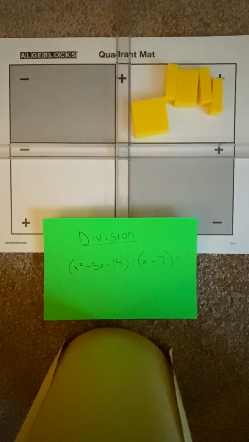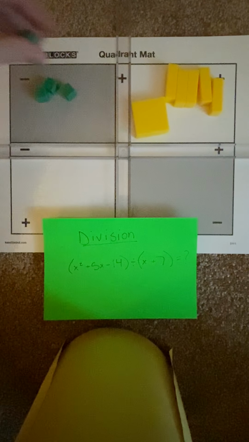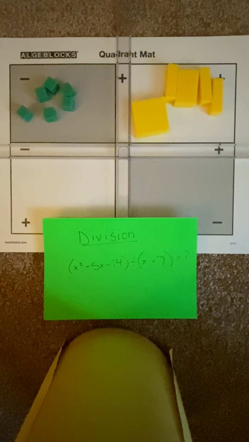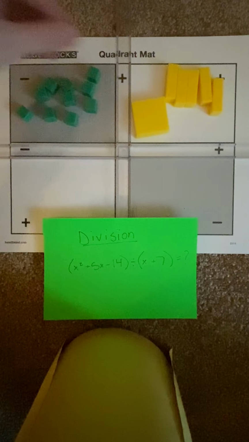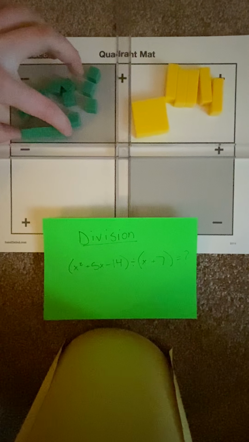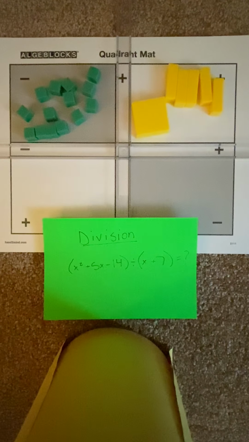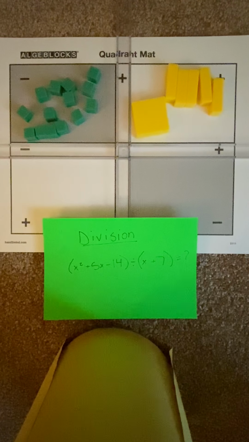So we're going to put 14, 1, 2, 3, 4, 5, 6, 7, 8, 9, 10, and then 11, 12, 13, 14 on our negative side of the quadrant mat. And then that is all set, and we are dividing by x plus 7. So since that is what we are dividing by to find our product, we are going to put the x plus 7 in the factor track.